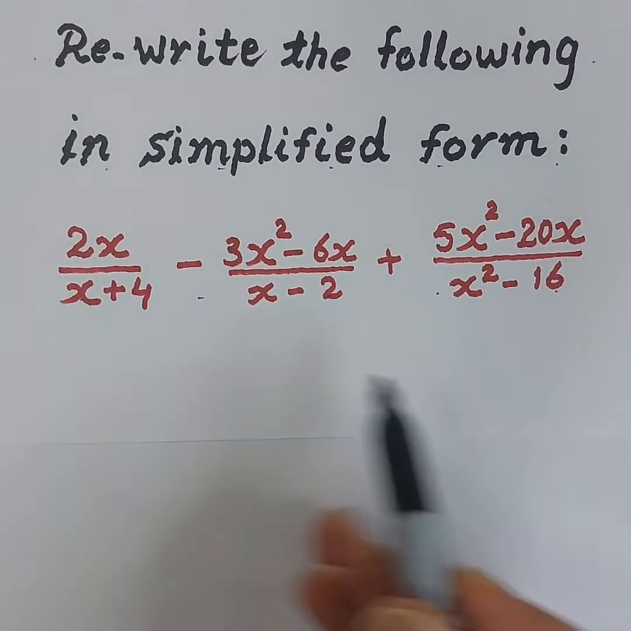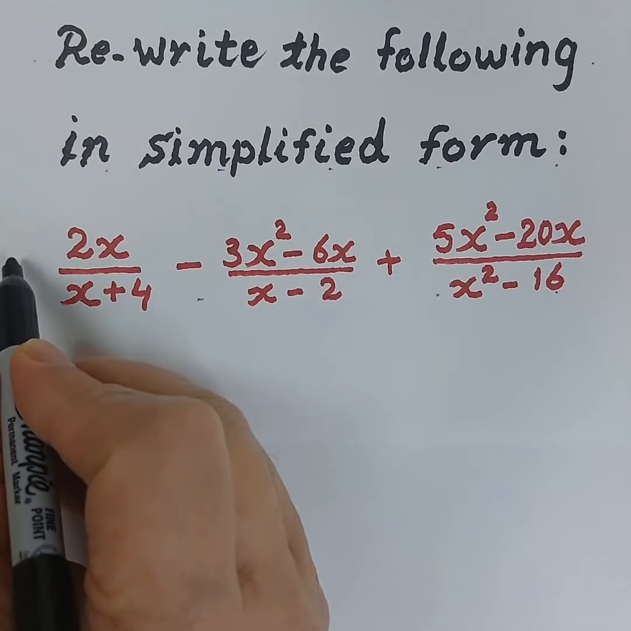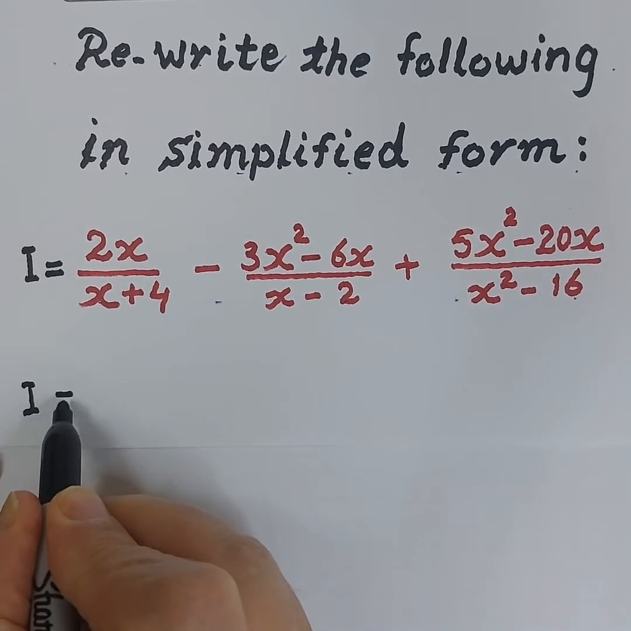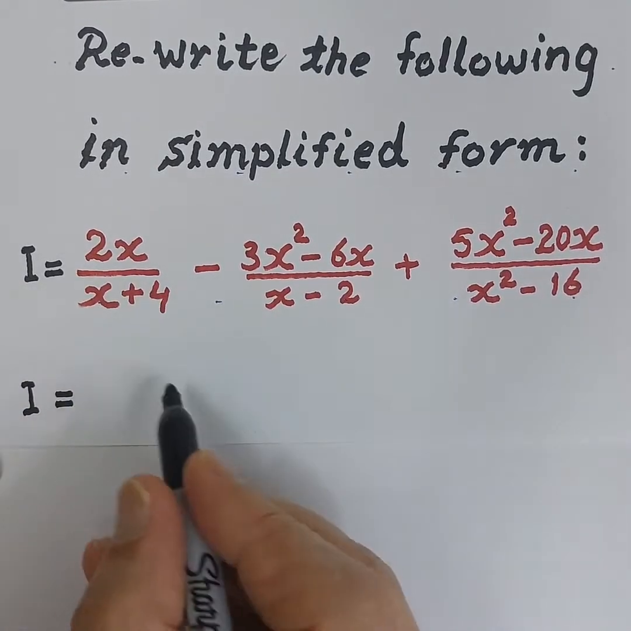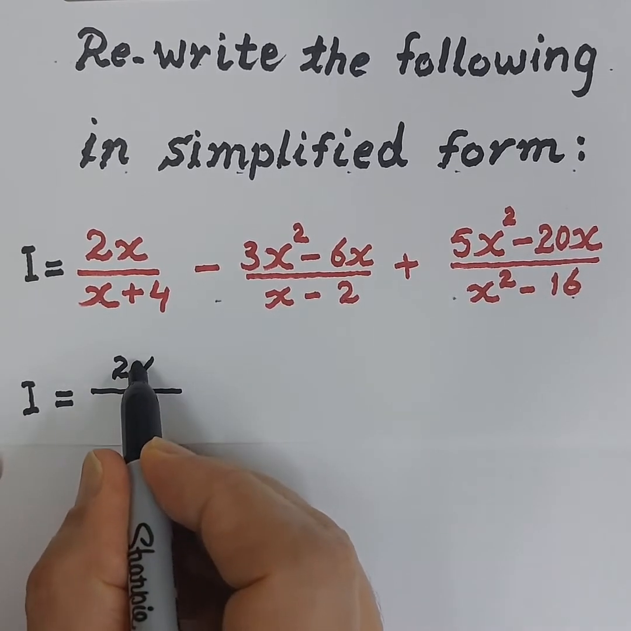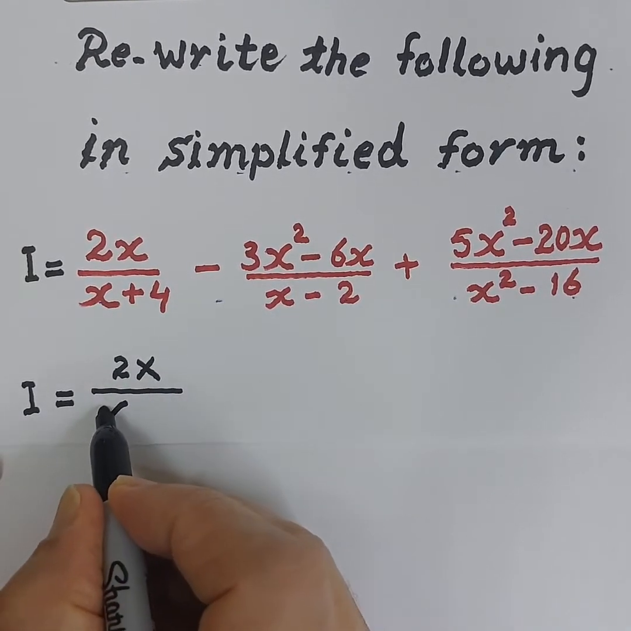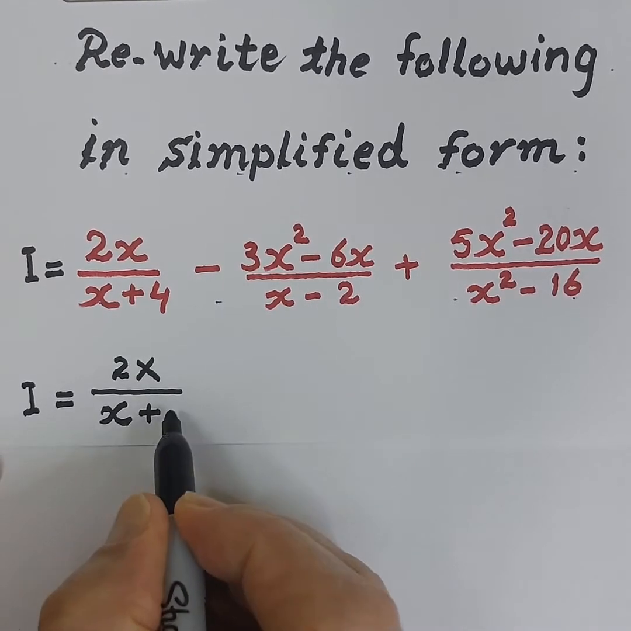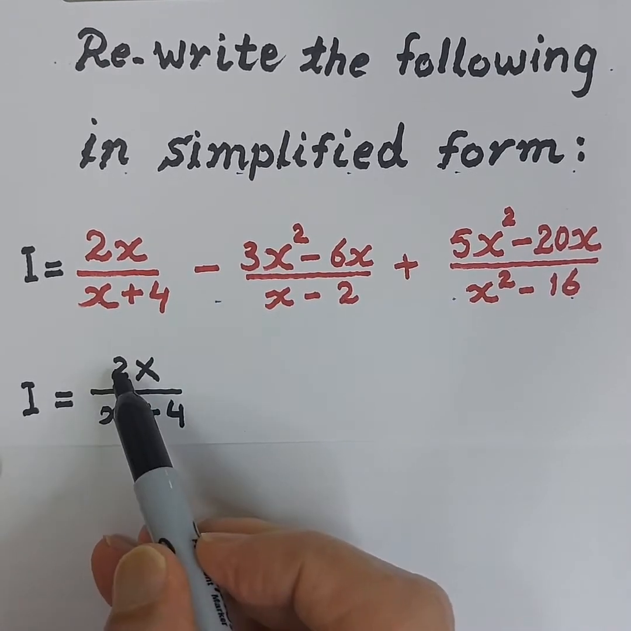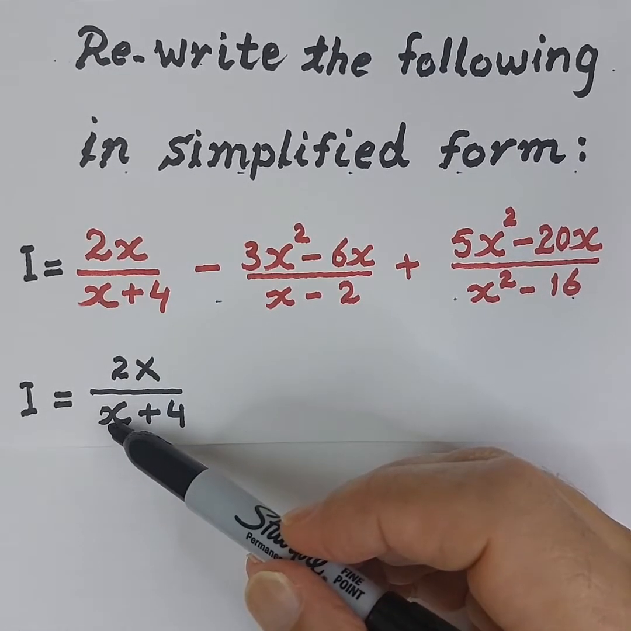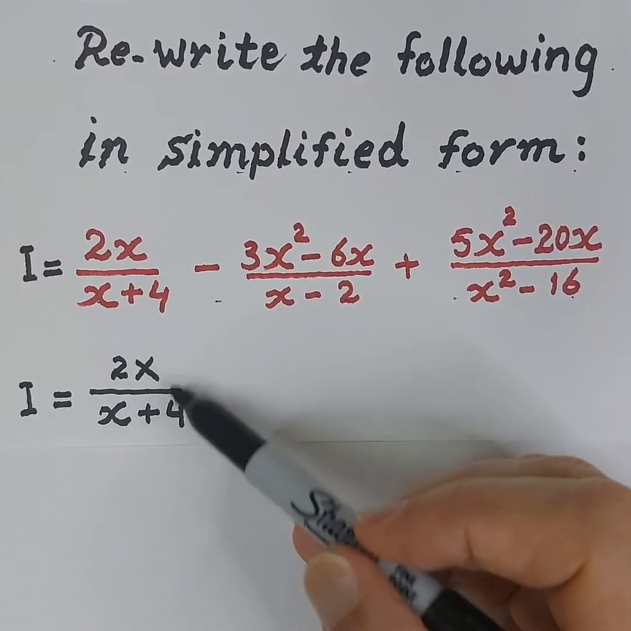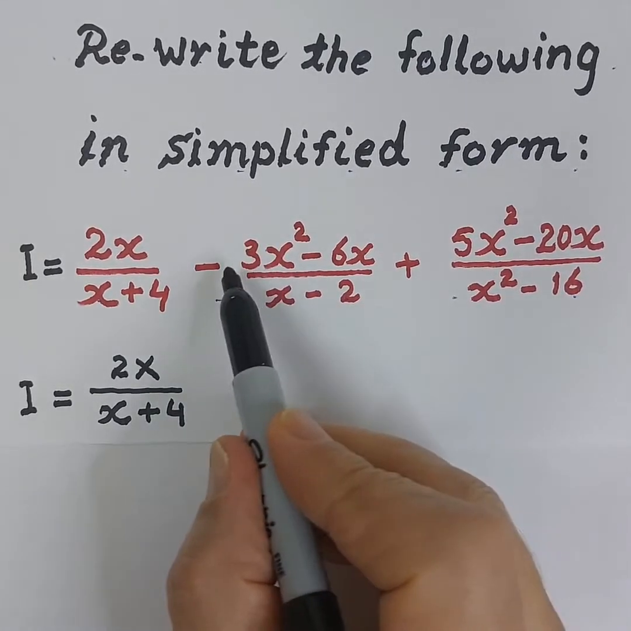The first step, we can write, if we give a symbol I for it, equal to the first quantity will be written without change anything, because there is no simplifying can be done on this one. Of course we can't cancel x with x or 2 with 4 in the denominator, I mean, so we can't make any change in this one. Let us go to the second one.